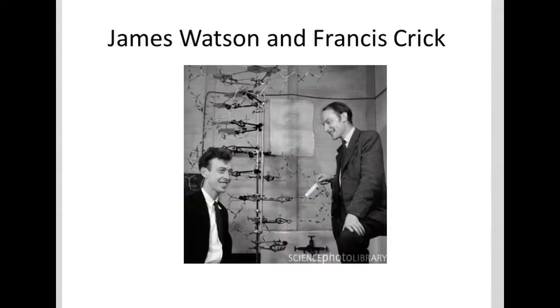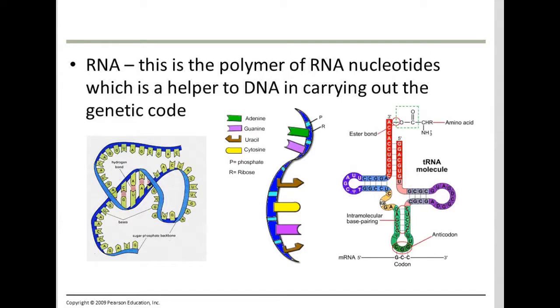James Watson and Francis Crick are the scientists, American scientists, who are credited with finding this structure of DNA, and again, we're going to talk more about them in the DNA unit.